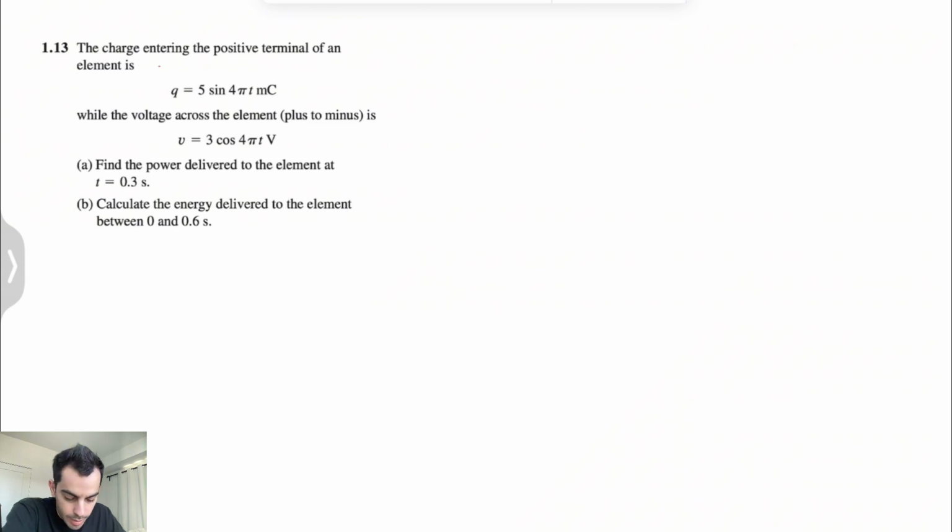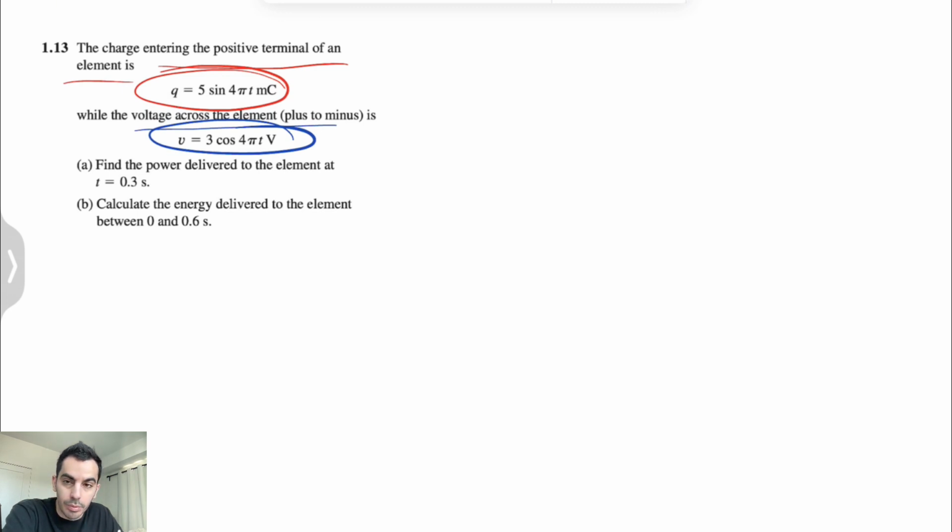And in this one, we know that the charge entering a positive terminal of an element is given by this equation for the charge. And also we have the voltage across the element, plus to minus. With this, the first part of the question is asking us to find the power delivered to the element at 0.3 seconds, and in the B part, we need to calculate the energy delivered to the element between 0 and 0.6 seconds.